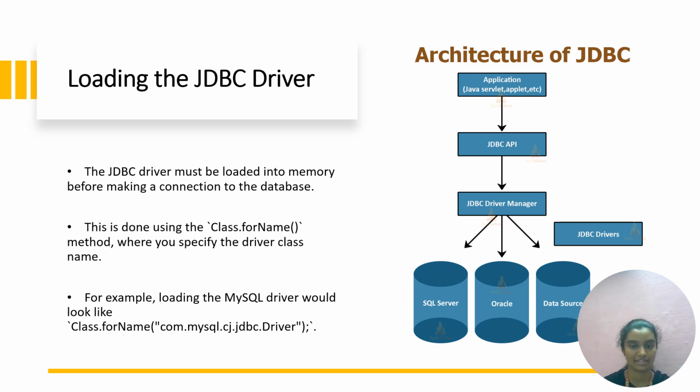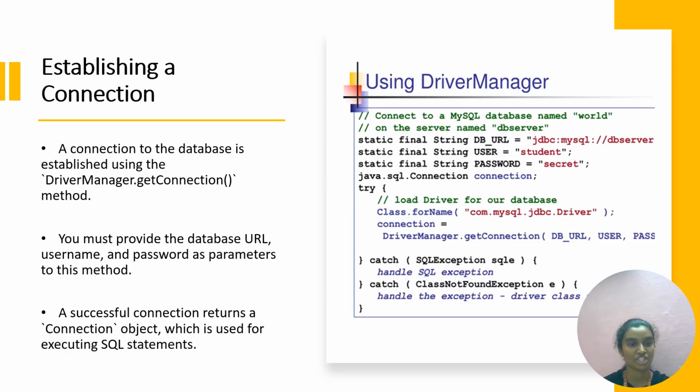Establishing a connection. This interface comprises methods for a connection with the database. All types of connections with the database are carried out through the Connection object only. A connection to the database is established using the DriverManager.getConnection method. You must provide the database URL, username and password as parameters to this method. A successful connection returns a Connection object which is used for executing the SQL statements.